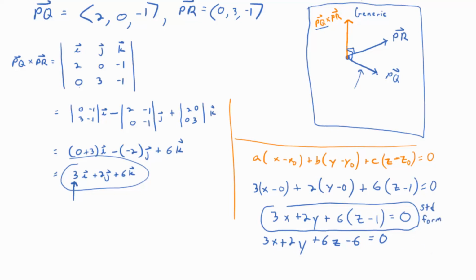If you wanted to write it in what I called the general form earlier, then you could go 3x plus 2y plus 6z equals 6. Do you think there's a way to check your answer? You could plug in not just one of the points, but all three of the points, and see if they check.